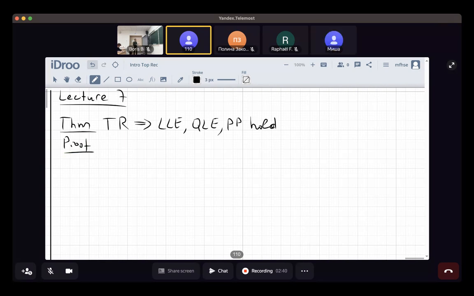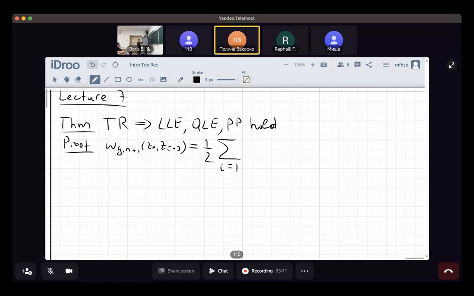So first, maybe let me rewrite the topological recursion relation just to have it on the board. I'm not sure that I'm able to write here fast. Polina, Rafael, do you hear me well? Yes. Okay, so we have this formula.